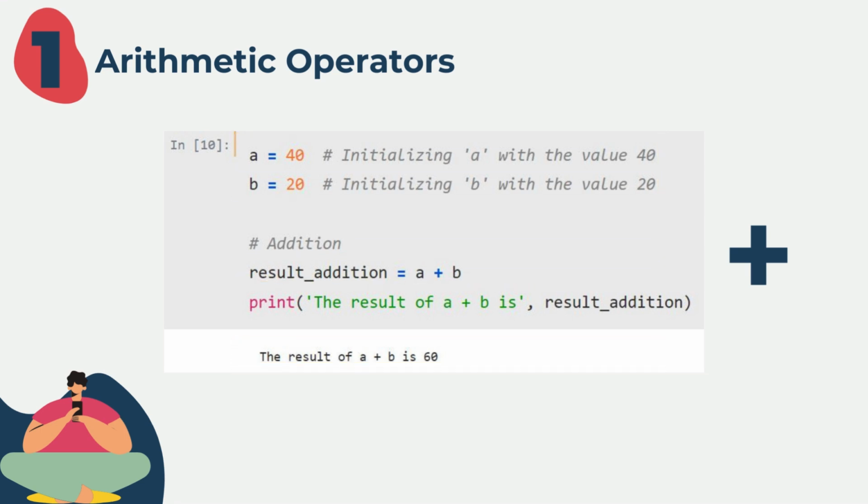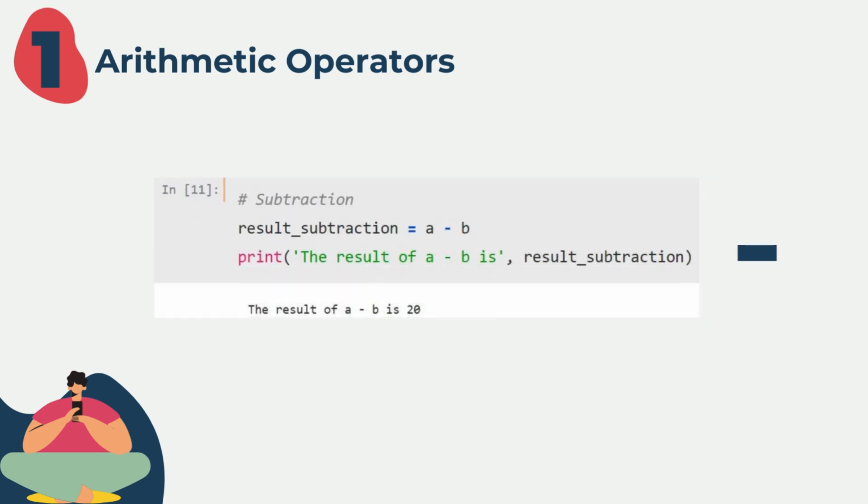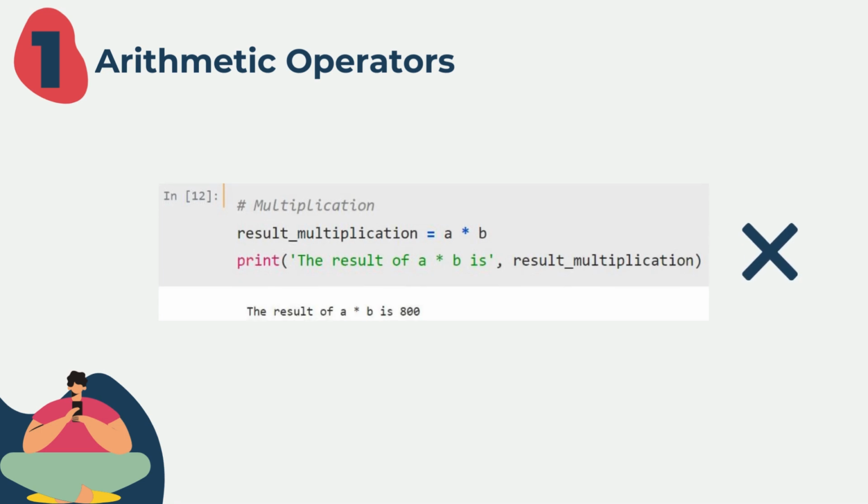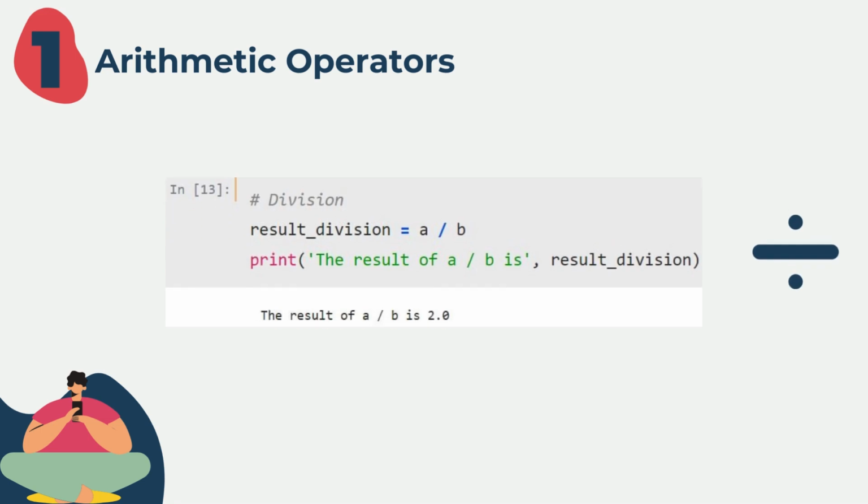Moving on to subtraction, we use the subtraction operator to find the difference between a and b. The result is stored in result_subtraction. This operation reveals the subtraction of b from a, and the result is displayed. Next up is multiplication. The star operator allows us to multiply a and b, and the result is stored in result_multiplication and then printed. Now, let's explore the division operation.